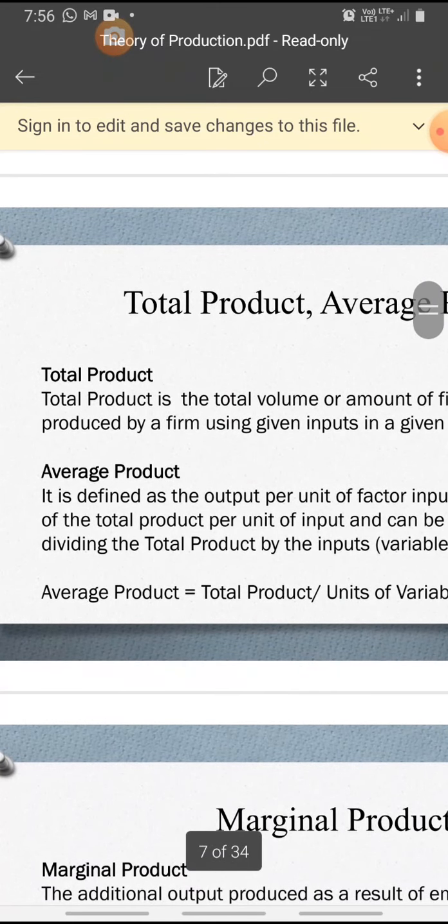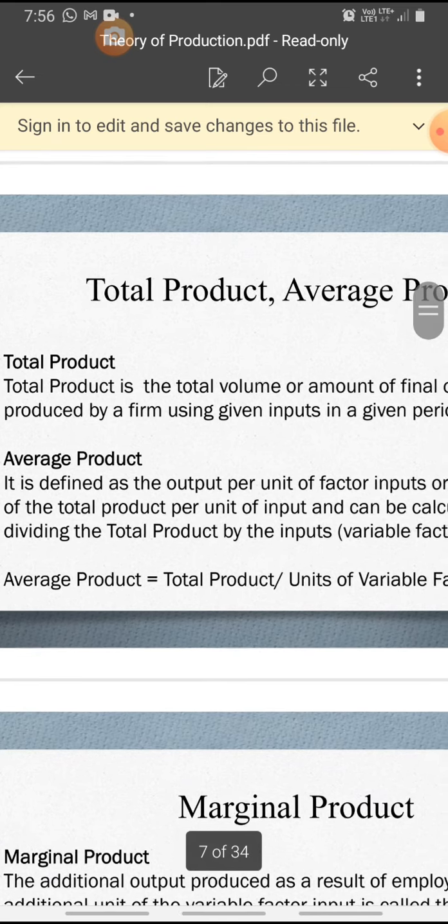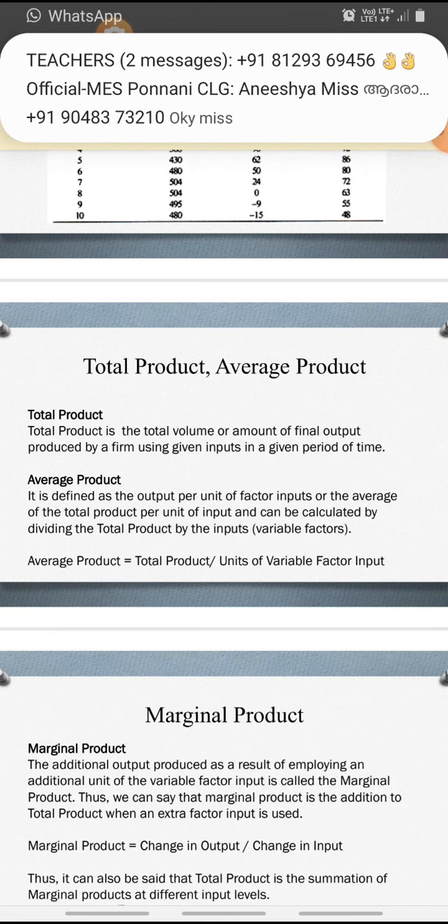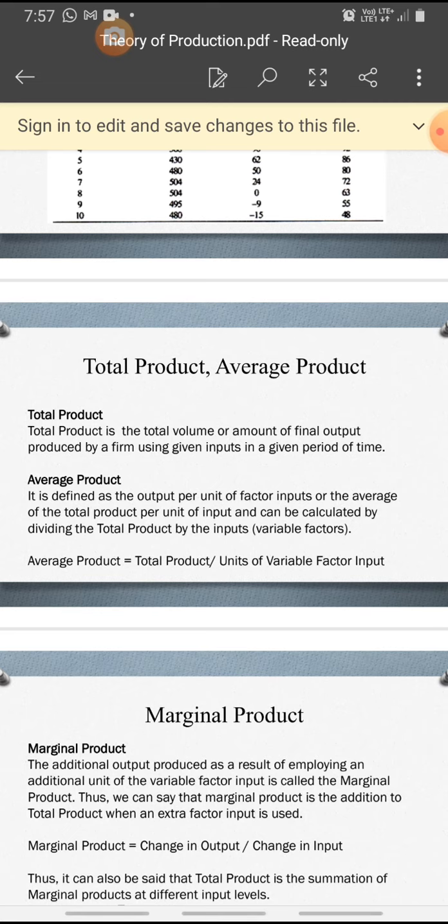Total product is the total volume or amount of final output produced by the firm with the given inputs in a given period of time. Then average product is defined as the output per unit of factor input, or the average of total product per unit of input, and can be calculated by dividing the total product by the number of inputs. Average product means total product by the number of variable factor inputs.